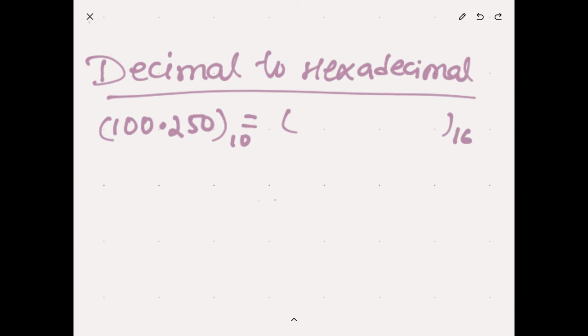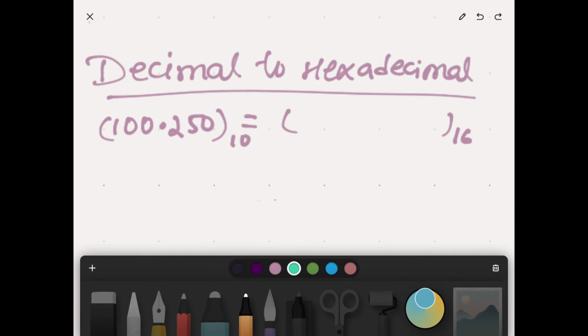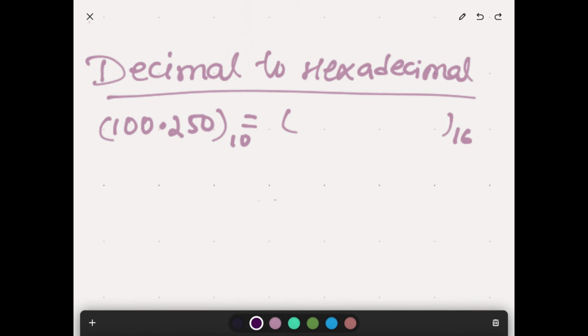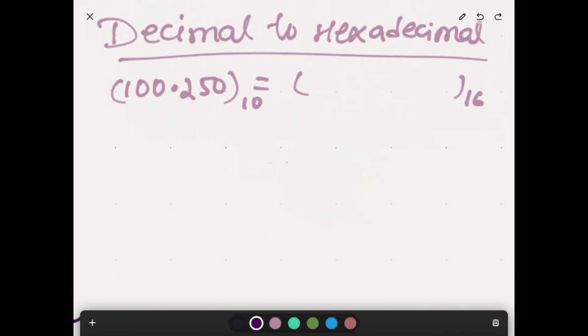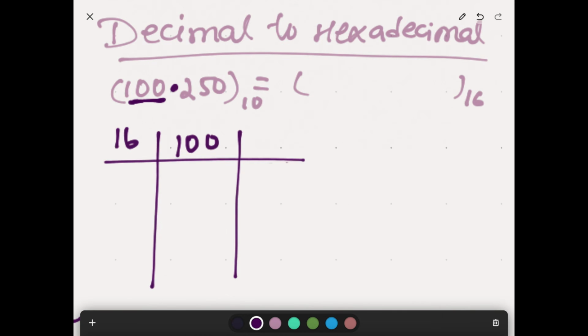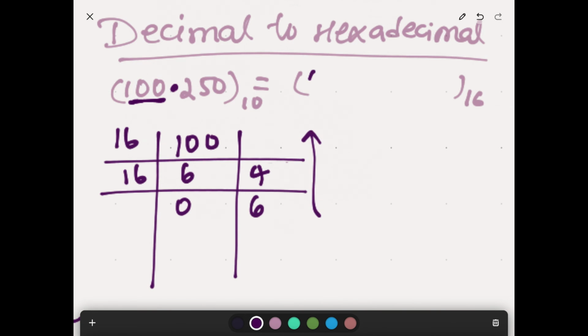Moving on to the last type of conversion, decimal to hexadecimal. Here we repeat the same process. We have the number before the point, and we're going to divide it by 16 in this case. So 16 into 6 is 96. I'll be taking that, and the remainder is 4. Again 16, 0, and over here we get a 6. So we are moving like this. It will be 64 point whatever is the solution.